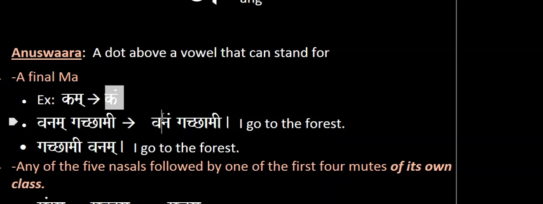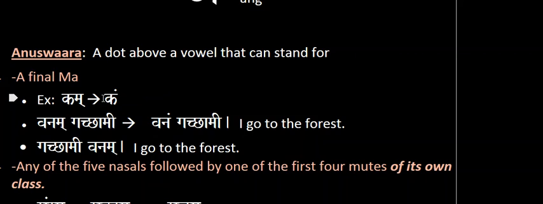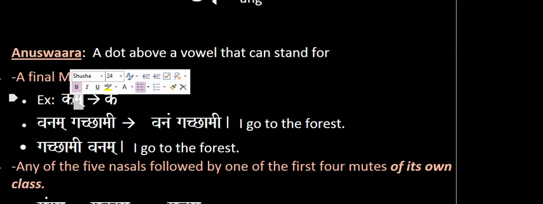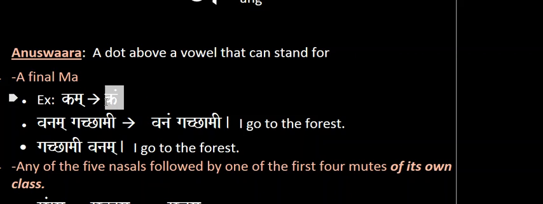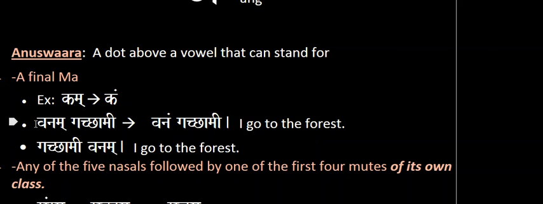Now there is a rule as to when it is okay for us to write out the ma with the halant and when it is called for us to write out our final ma with the dot on the top using the anuswar. And I'm going to show that to you in the second example. I know I didn't teach you how to write sentences yet, which is why I chose a very simple sentence. The translation for the sentence is I go to the forest. So this is how you say I go to the forest.